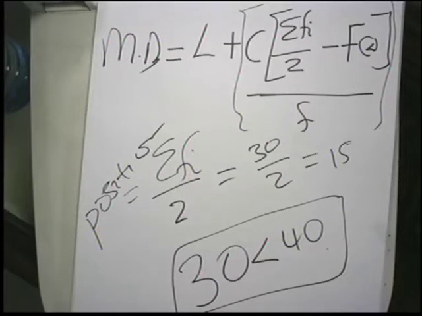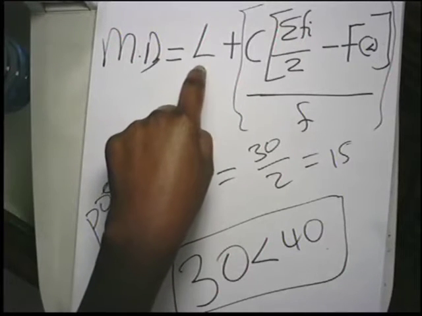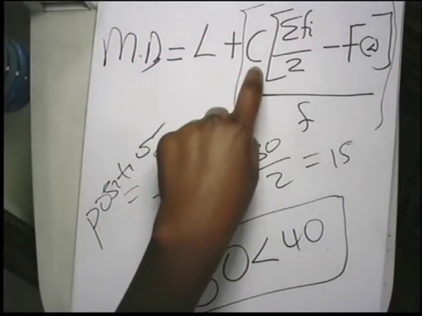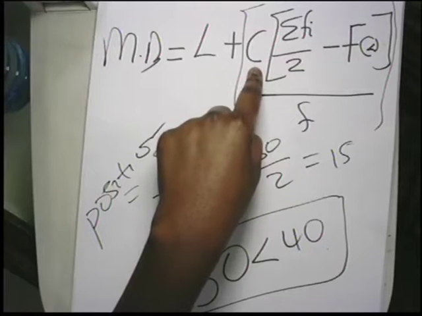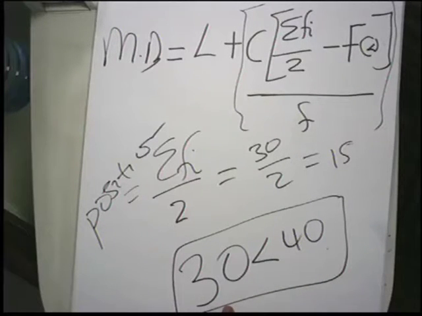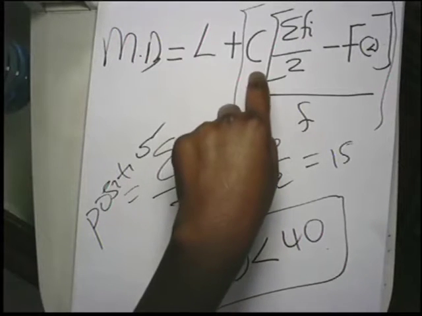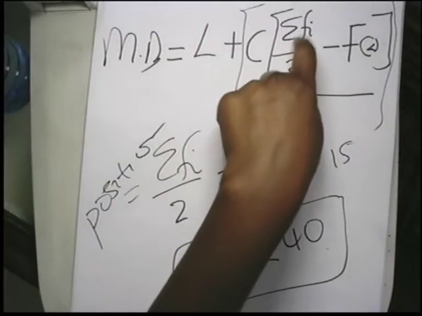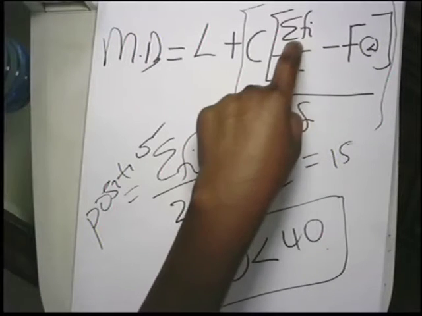The lower limit is 30. In place of L, you put 30. The class width is the difference between the upper bound and the lower bound. The upper bound is 40, the lower bound is 30. The difference between the two is 10. So in place of C, you put 10. The sum of frequency shown there is 30.